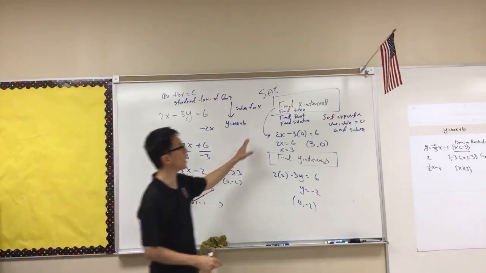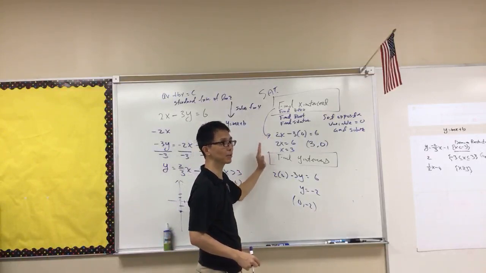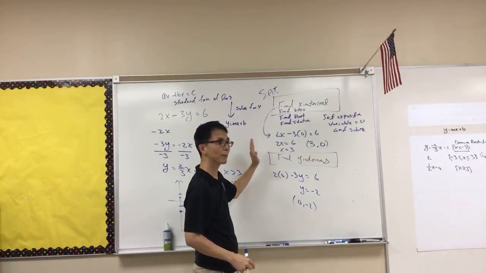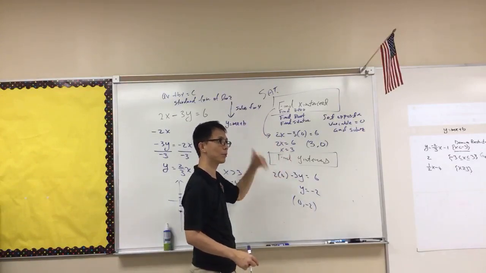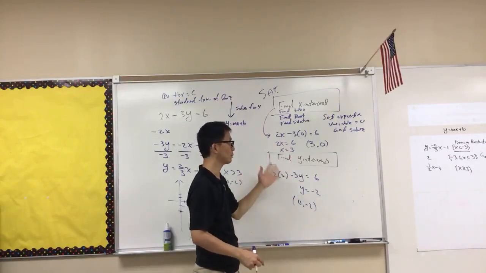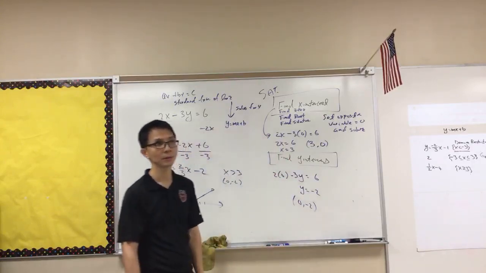But this works for everything. That's the nice thing about this, it works for everything. On SAT, they can ask you this all day long. You have to understand this part is just set the opposite variable equal to 0, and you solve for it. Whatever you solve for is going to be a coordinate. That coordinate is your x-intercept or y-intercept.